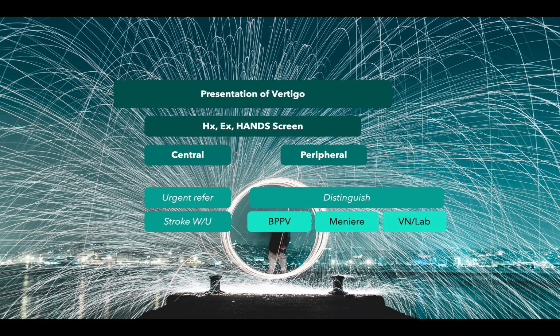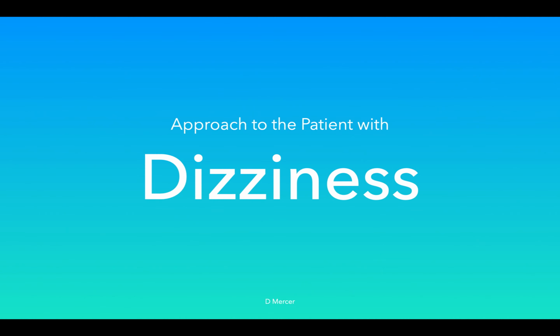Peripheral, these are the classic triad, right? BPPV, Meniere's, vestibular neuritis, and labyrinthitis. So if it's BPPV, Dix-Hallpike will tell you. If it's Meniere's, they'll have hearing loss and attacks of vertigo. And if it's vestibular neuritis versus labyrinthitis, is there an upper respiratory tract prodrome? Do they have a history of hearing loss? So that brings us to the end of approach to the patient with dizziness.